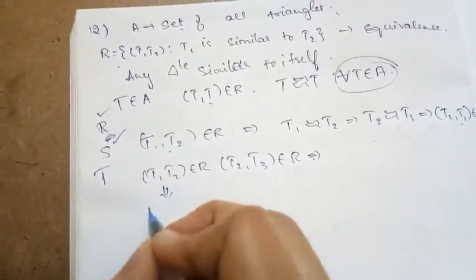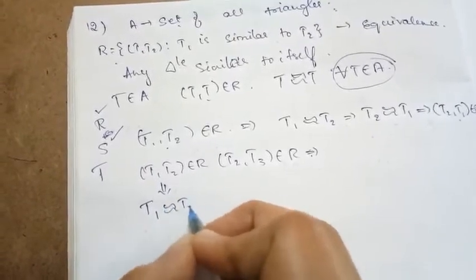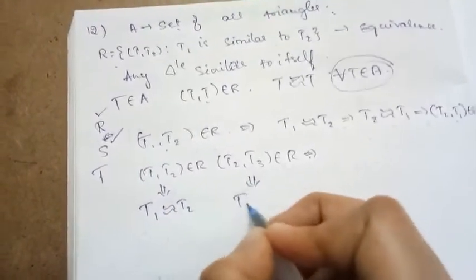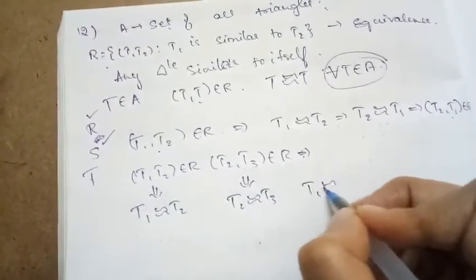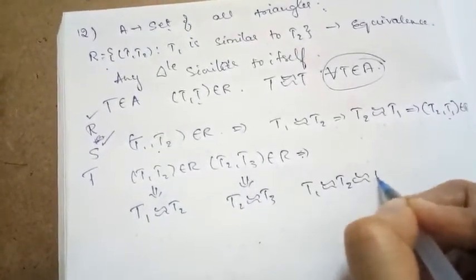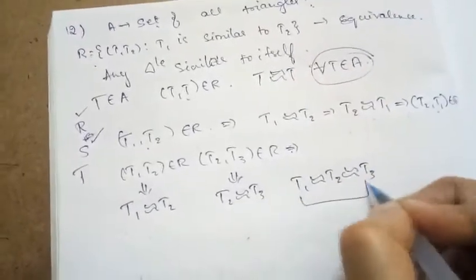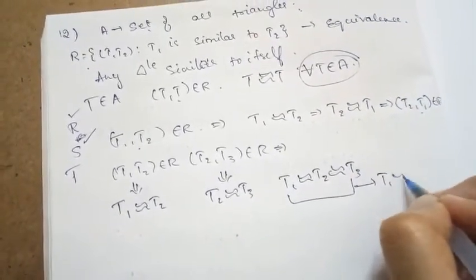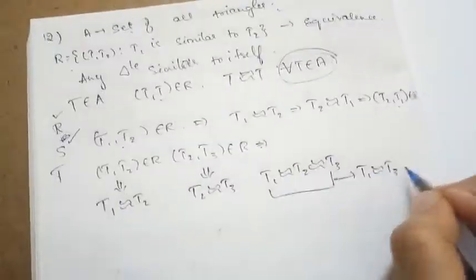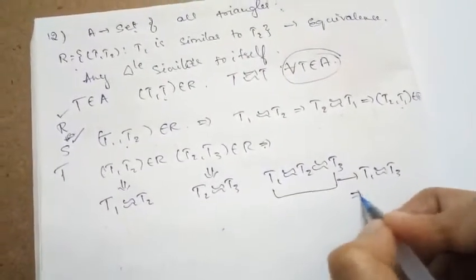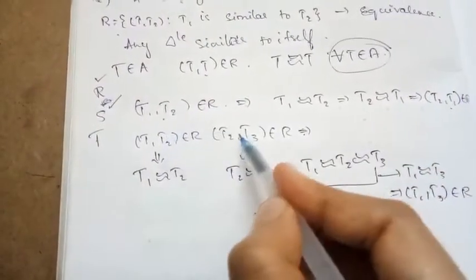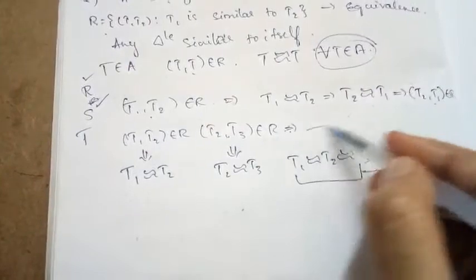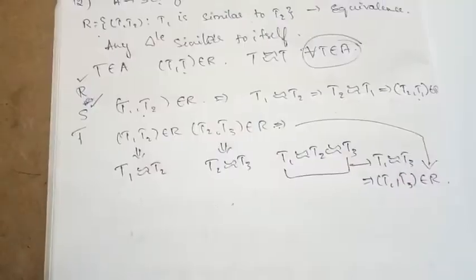This implies T1 is similar to T2, and this implies T2 is similar to T3. If I club these two, what happens? T1 is similar to T2 and T2 is similar to T3, so from this we can say that T1 is similar to T3. T1 is similar to T3 means what does that imply? (T1, T3) belongs to the relation R. So if (T1, T2) and (T2, T3) belong to the relation, then (T1, T3) also belongs to the relation.